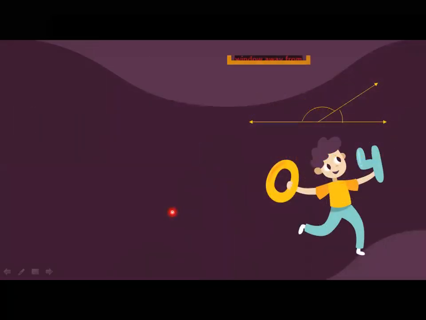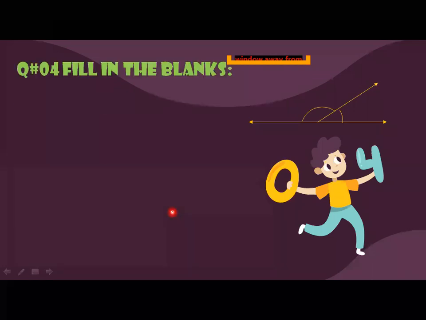Now look at this figure. Which figure is this? A straight angle, right angle, complementary, supplementary. And what you are going to find in this one. Again, the same question, that is question number 4, fill in the blanks. And now what you are going to find out here is angle Q. Now where is angle Q?